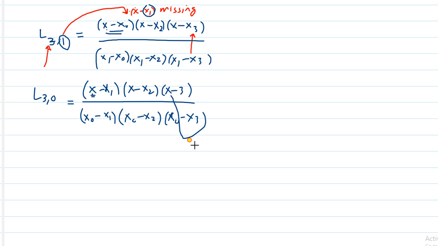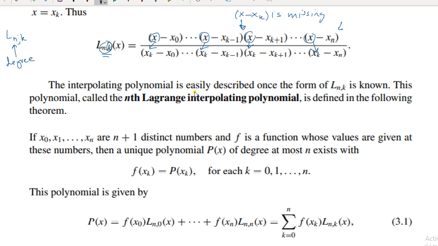Okay, and if you want to write the last one, because for L3 I will have up to 3, right? Similarly you can write L3,2 and L3,3. You can write L3,0, L3,1, L3,2, and L3,3. They can be written similarly. So that's how you can write these L0, L1, and L2 for a polynomial of degree more than 1.